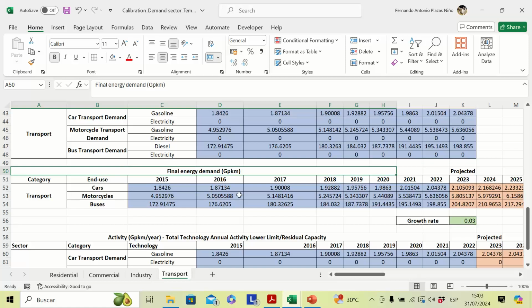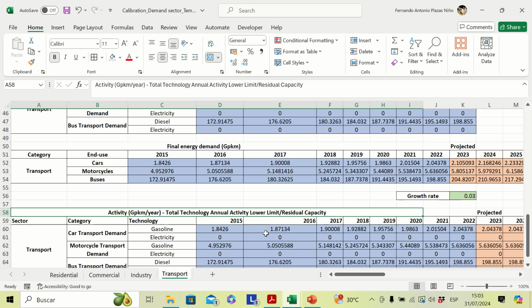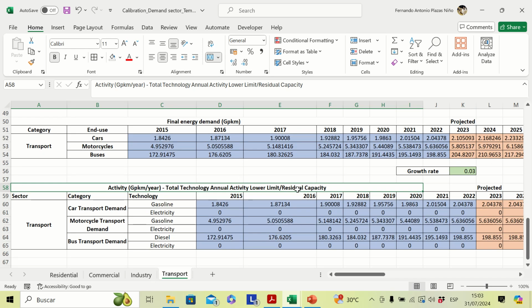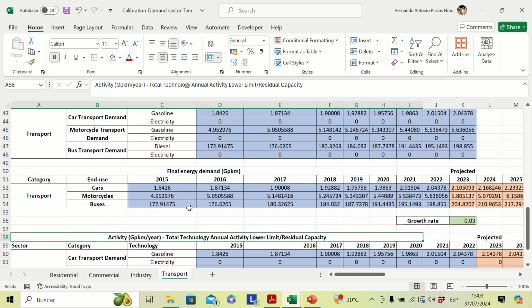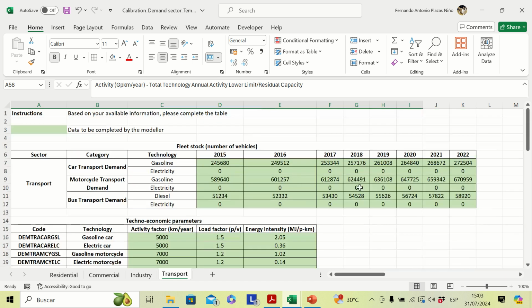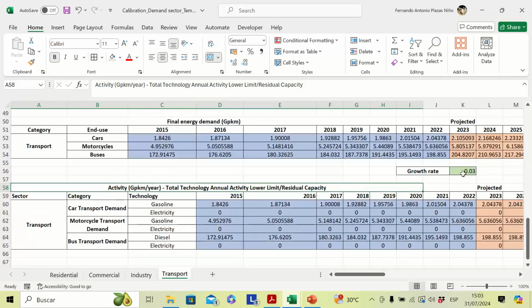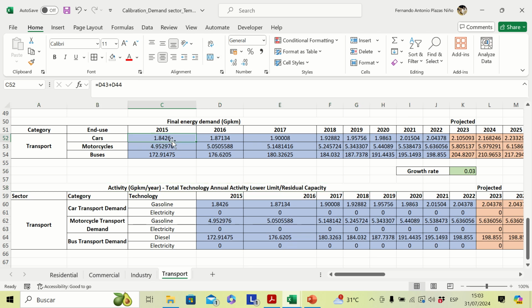Notice that just for this case, for transport, we don't work with petajoules, but in this case, gigapassenger kilometer as a transport unit for demand, okay? And again, we have the activity in terms of the lower limit and residual capacity, more or less the same that we did before. So let's do this example once again just for giving you the case, but essentially, don't forget, you need to complete this part about the fleet stock and also the growth rate, and with that you will have everything done. So you will need to copy and paste it to your starter data kit easily.